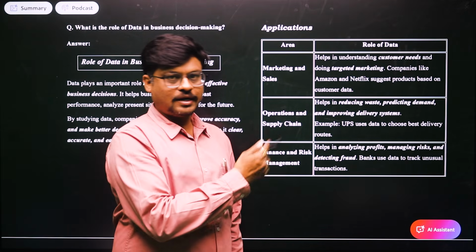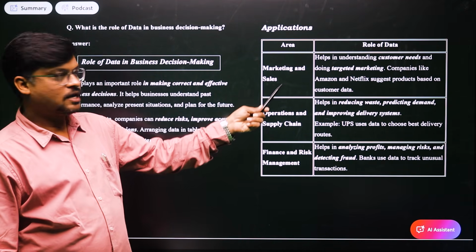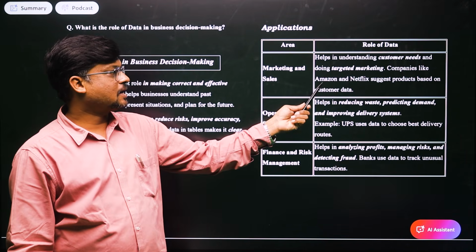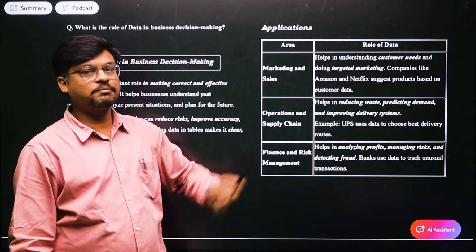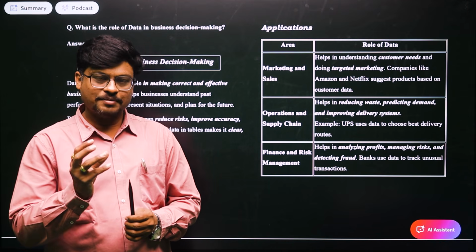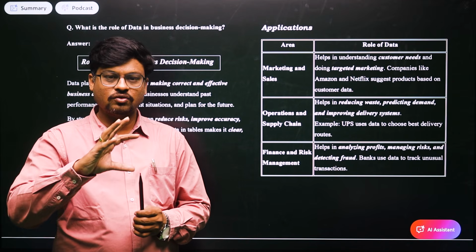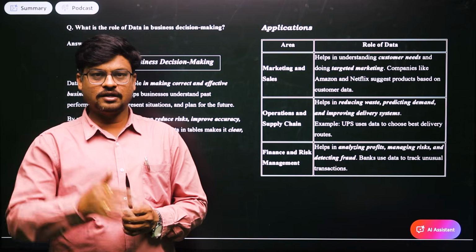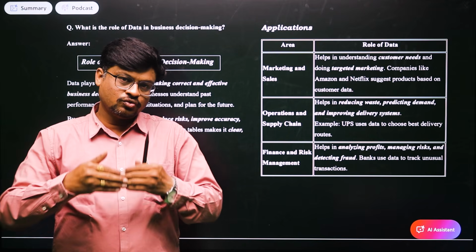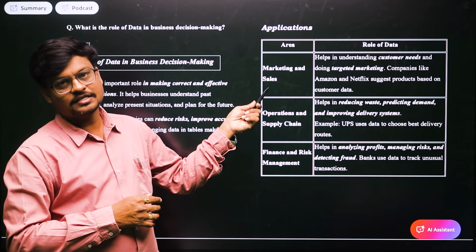Applications where data is helping organizations to enjoy better results: marketing and sales. It helps in understanding customer needs and doing targeted marketing. Companies like Amazon and Netflix suggest products based upon customer data. This is what I was saying from the very beginning. Netflix, Amazon, Flipkart, they will send you personalized messages about the things you like, the things you are interested in, the things you visited in the last month, two months, or last year, the things on which you spent a little more time. Those things are delivered back to you, so that marketing and sales can be increased.